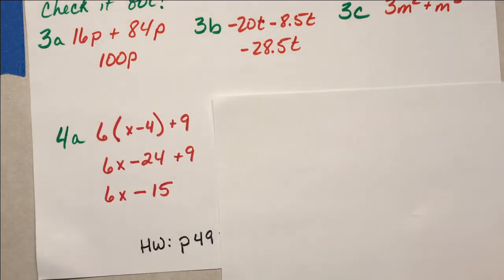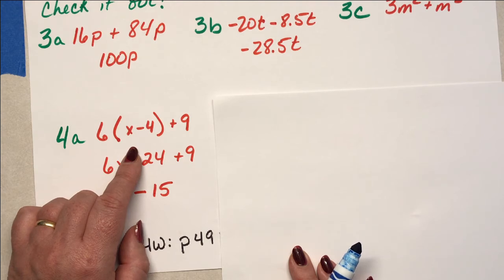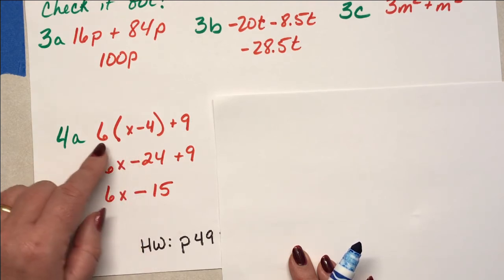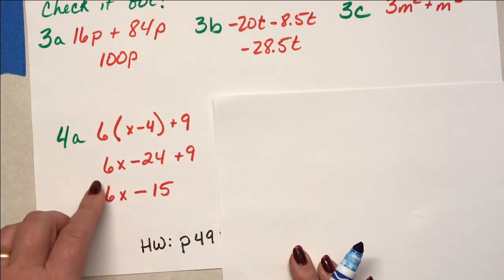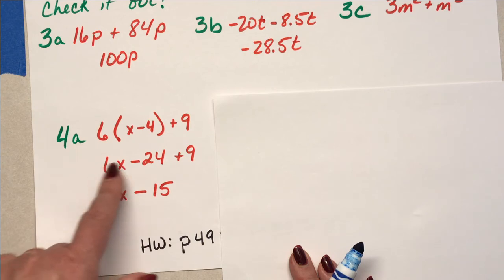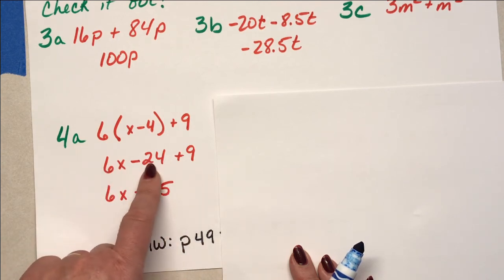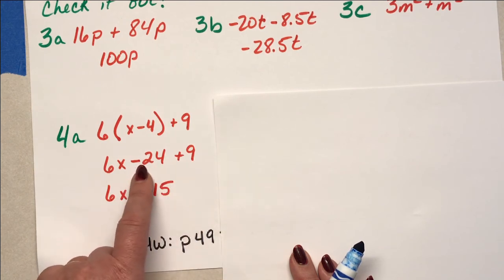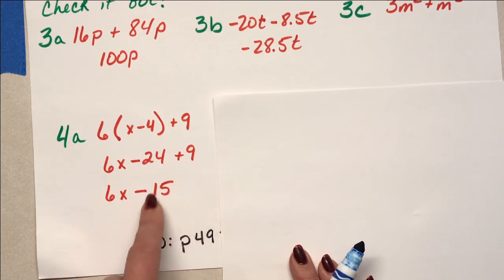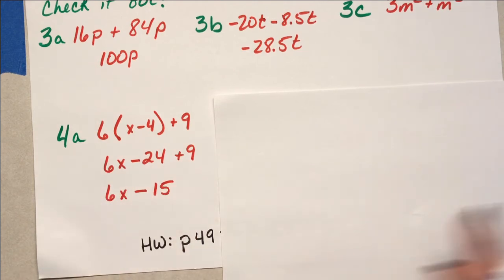Then we have number 4. And here they ask you to simplify and distribute. So we're going to distribute this 6 to the x and to the minus 4. So we have 6x minus 24 plus 9. And then we're going to combine our like terms, and these two are our like terms. Negative 24 and a positive 9 gives us a negative 15. So this is our simplified term.